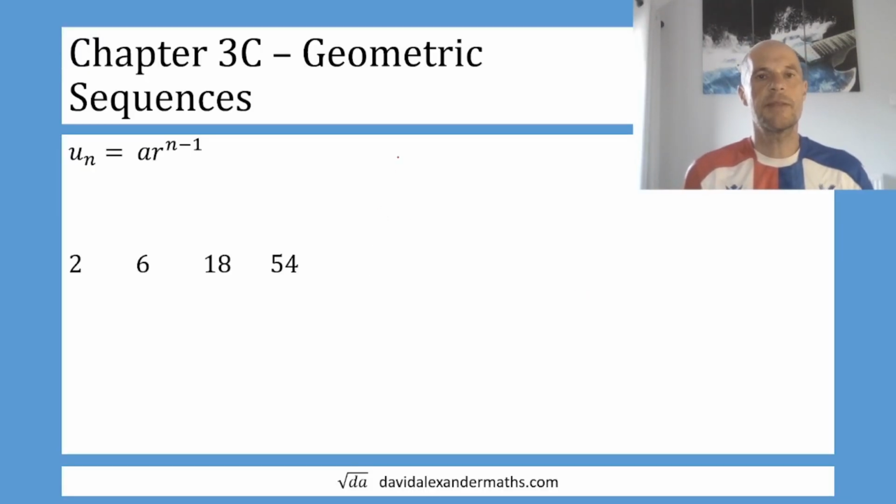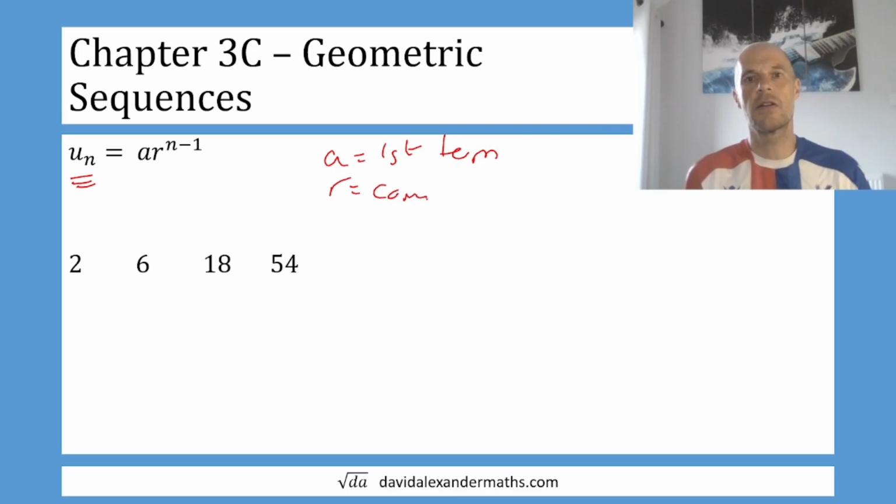Okay, so for a geometric sequence, we're using this formula where the nth term is a multiplied by r to the power of n minus 1, where a is the first term, r is the common ratio, which means what you're multiplying by to go from one term to the next, and n is the number of terms.